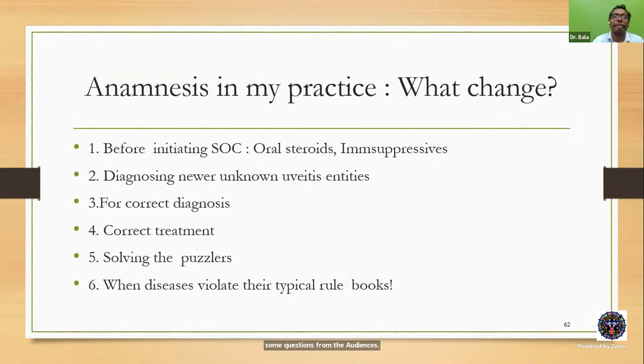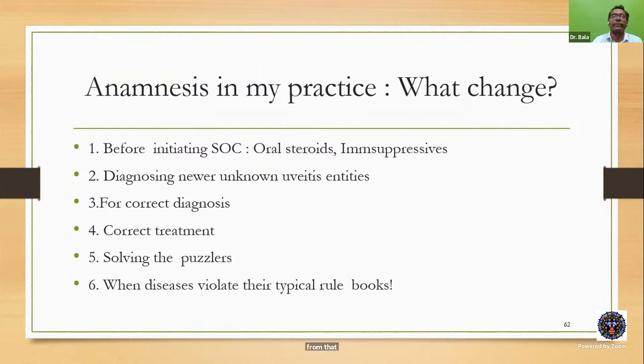I think a very difficult topic to cover because there's so much to discuss in the history taking, which is the most important step for the diagnosis. Without further ado, I request Abhilasha ma'am and Parthopratim sir to kickstart the questions that we have on the social media portals so that our viewers can benefit from that.